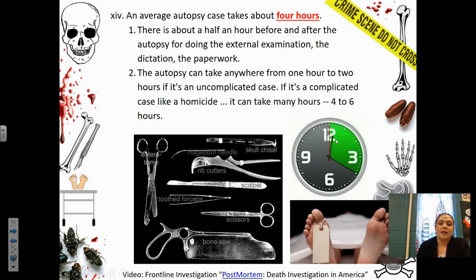An average autopsy case takes about 4 hours. There is about half an hour before and after the autopsy for doing the external examination, so just looking at the body and recording everything, and then the dictation and paperwork. The autopsy can take anywhere from 1 hour to 2 hours if it's an uncomplicated case. If it's a complicated case, like a homicide, it can take 4 to 6 hours. So they can't do that many in a day.